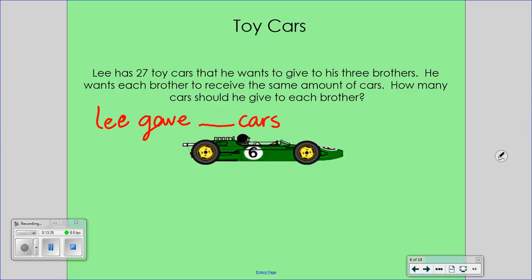No? Courtney? No, I already know how many cars he gave to his brothers. He gave 27 cars to his brothers. It's the very first sentence.